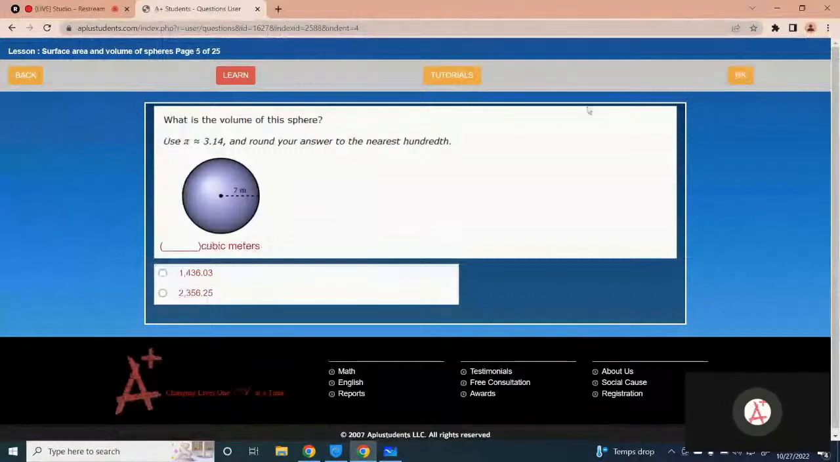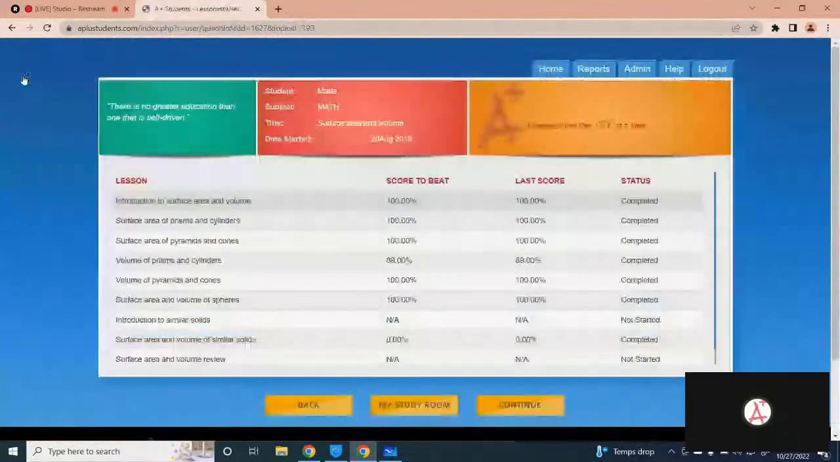So we have done 4 topics today, and the topics are surface area of pyramids and cones, volume of prisms and cylinders, volume of pyramids and cones, and surface area and volume of spheres.